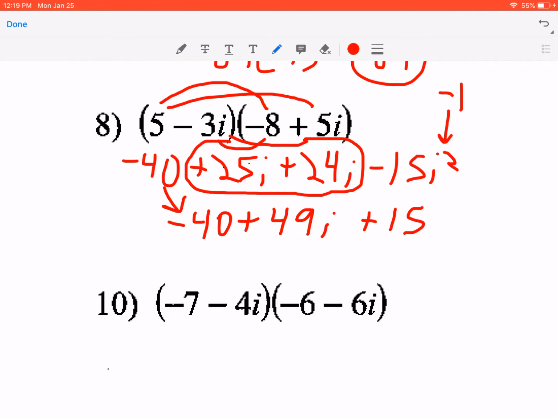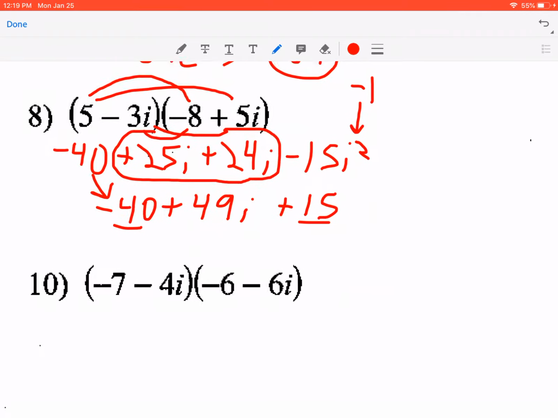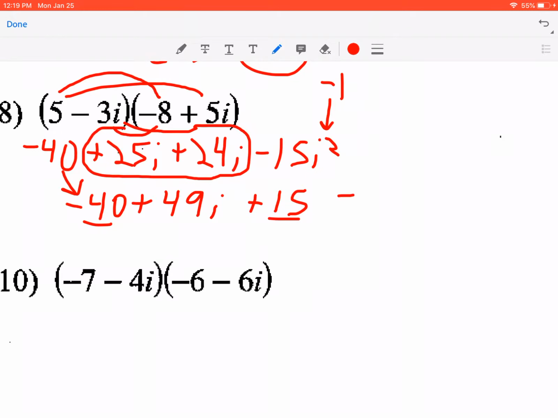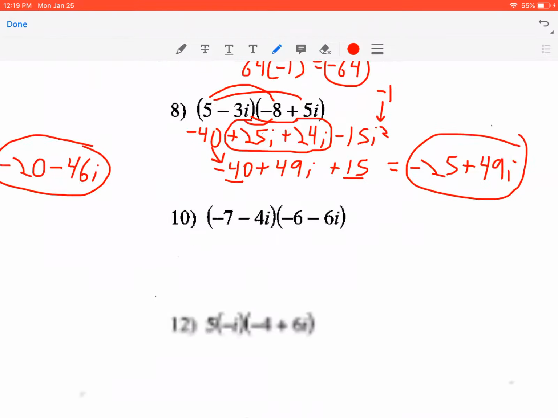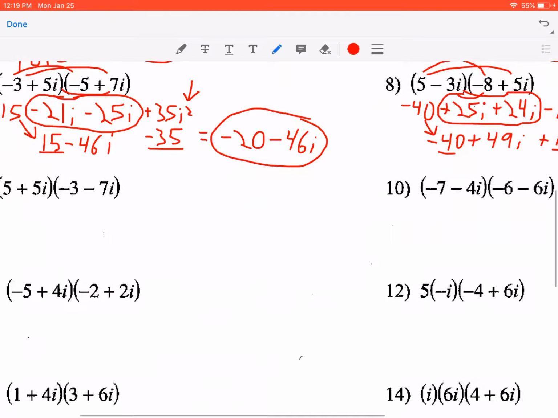So, where are my real numbers? A negative 40 and a positive 15. So wouldn't that be a negative 25? Plus 49i. That's the best you can do. Real with real, imaginary with imaginary. That's all you can do. Okay? Last two, this is about the extent of what you'll see.